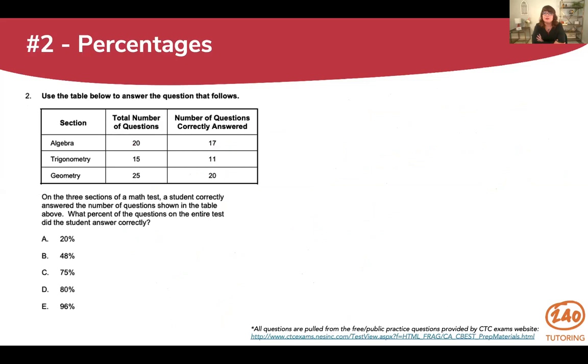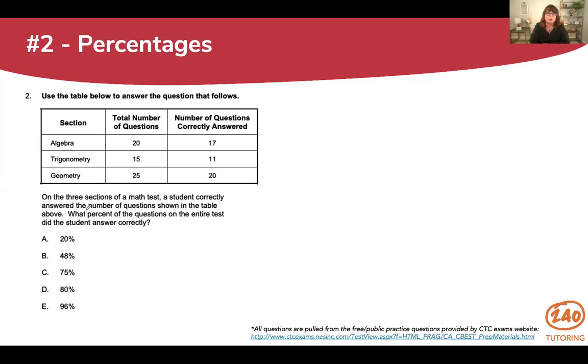Number 2 is dealing with percentages. And just like the mean we kind of set up as a ratio, we can set up a percentage as a ratio. A percent is basically any share in relation to the whole. So we're looking at a share and its relationship to the whole thing. Let's read this question. It says, use the table below to answer the question that follows. On the 3 sections of a math test, a student correctly answered the number of questions shown in the table above. What percent of the questions on the entire test did the student answer correctly?